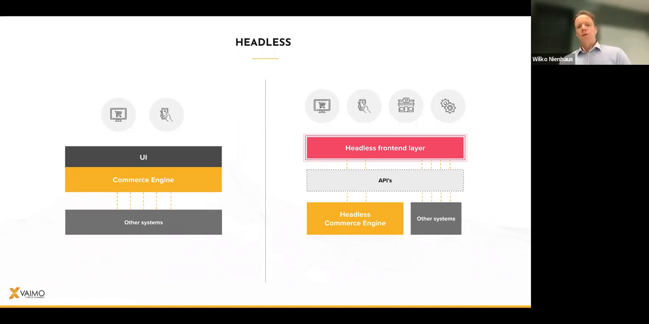And if we look instead at the headless technologies that have appeared over the last few years, the front-end layer is then decoupled from the commerce engine. It's actually a separate system, and it talks to the commerce engine simply via APIs.